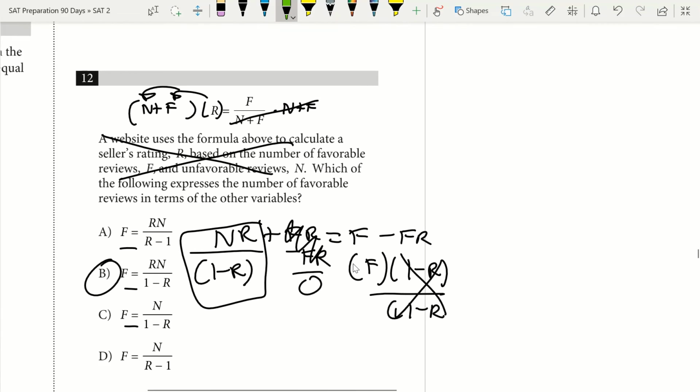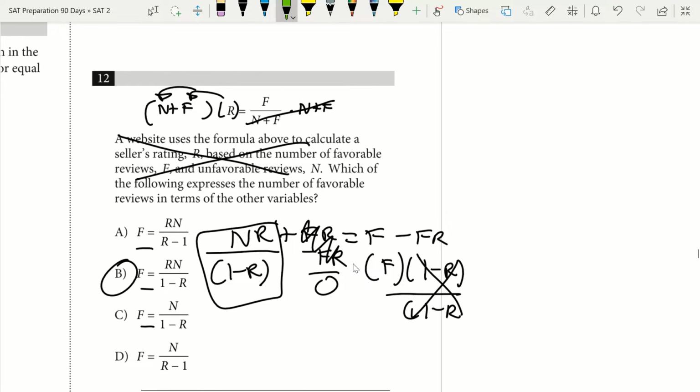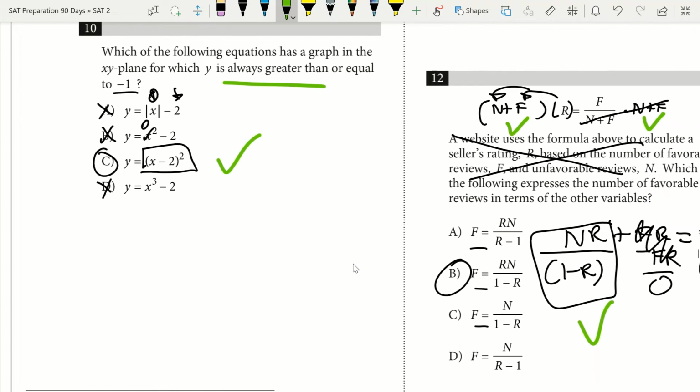Number 12. I'm solving right here. Got to multiply each side by that, which I did. That's a check right there. And then I multiply that there, check. Okay, after that point, I've got NR plus FR, subtract each side by FR, go ahead and get rid of that 1 minus R, and that's going to solve for my answer there. That's checked as well.